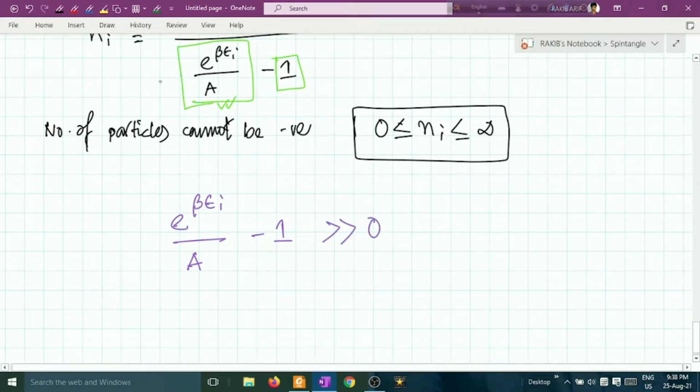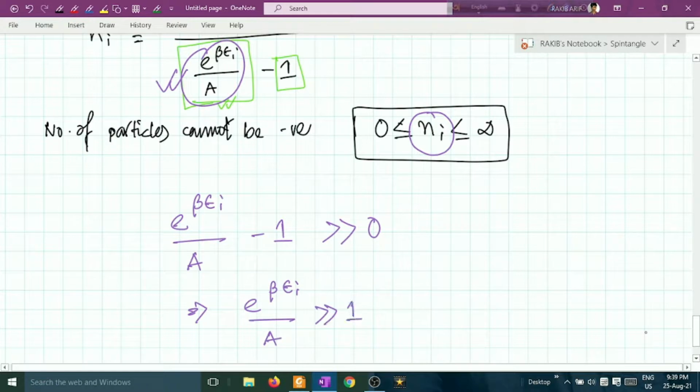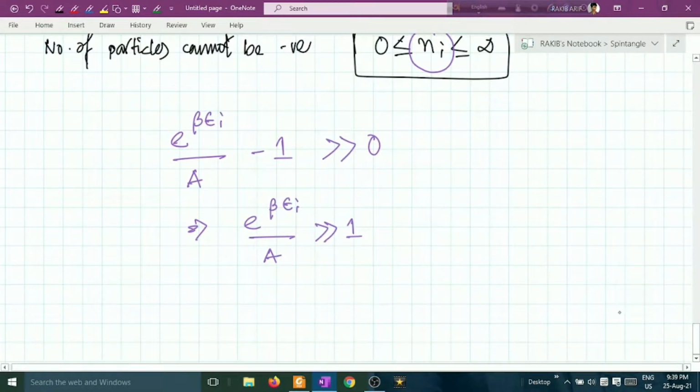This first term has to be very much greater than 1, because we are dealing with a statistical system and we have to make this ni very high. Now from this we can write e to the power minus beta ei upon a is very much greater than 1. Remember this thing.